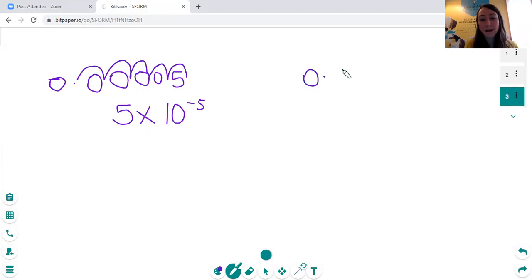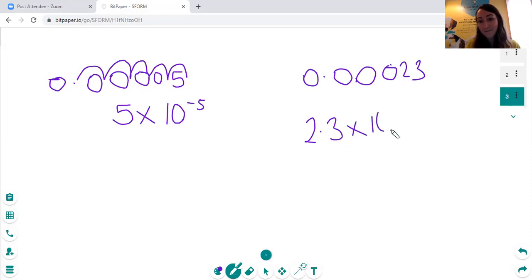Let's try another one. What about 0.00023 this time? That would be 2.3, because remember our number in standard form has to be between 1 and 9.9, so we couldn't have 23 in standard form. So we're going to have 2.3 times 10 to the minus, and we count 1, 2, 3, 4. So it becomes 2.3 times 10 to the minus 4. Okay, let's try one more.